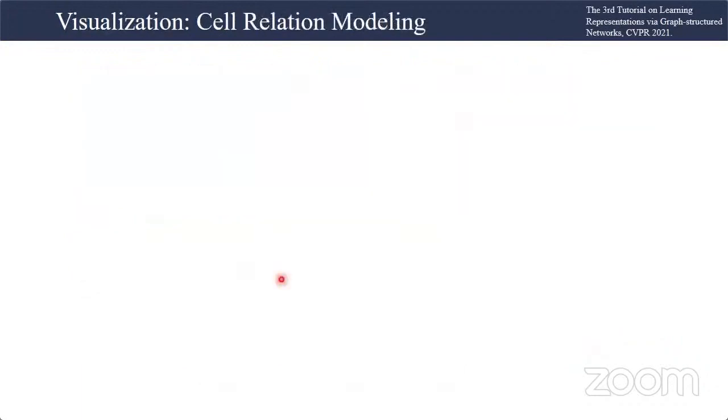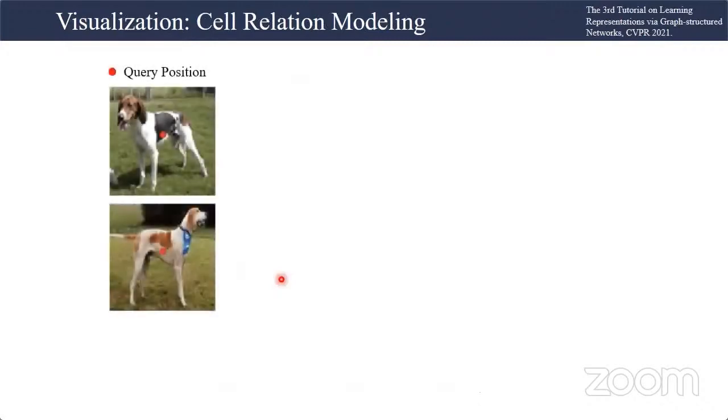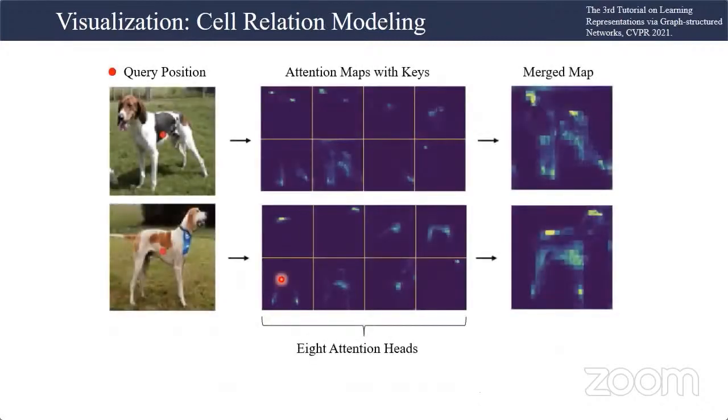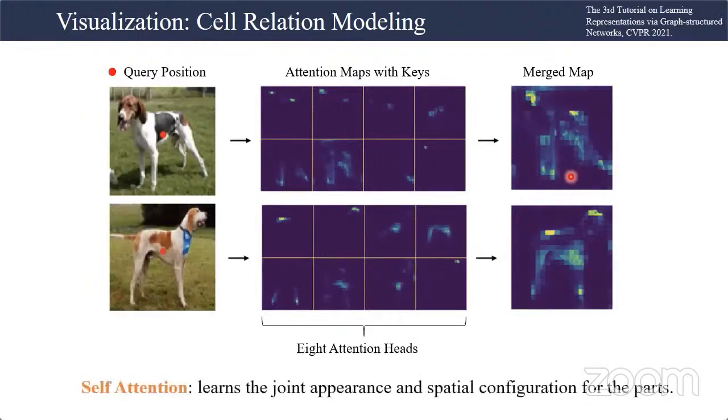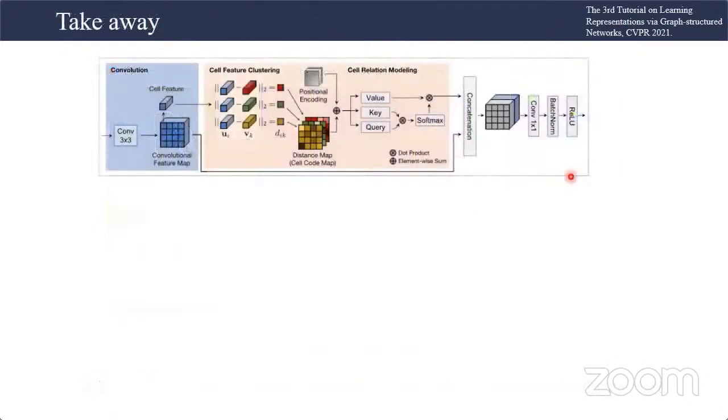Here, we also visualize attention maps for some examples. For a query position, its corresponding attention maps to the keys are demonstrated. We can see the semantic connection between the query and the other parts or other areas in the image. So the self-attention learns the joint appearance and spatial configuration for the object parts.